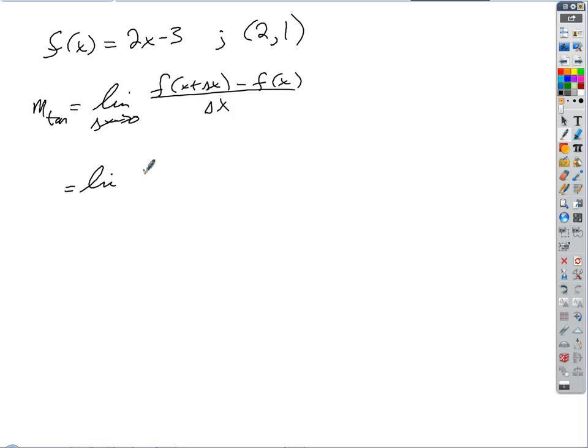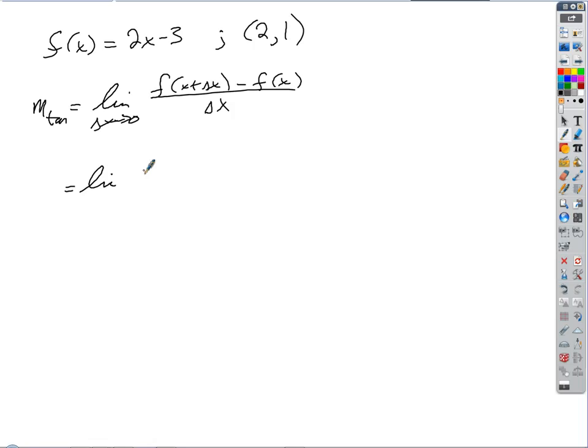f of x is 2x minus 3, what's f of a? 2a minus 3. What's f of b? What's f of the quantity x plus delta x? 2 times the quantity x plus delta x, minus 3, right?